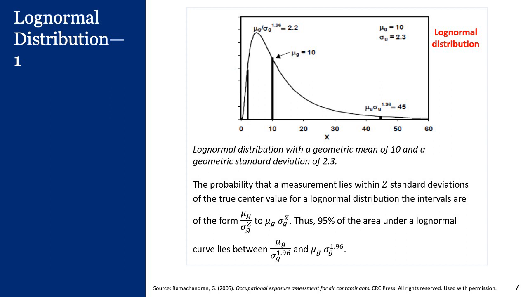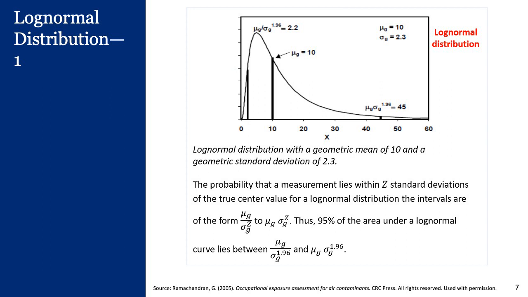And in this particular example, the geometric mean of this distribution is 10, and the geometric standard deviation is 2.3, as shown in the upper right-hand side of the graph. So you can see that the geometric mean of 10 is not near the peak of the distribution. That is the mode. The mode, which is the peak of the distribution, is in fact somewhere around 5. And so the mode is less than the geometric mean of the distribution.